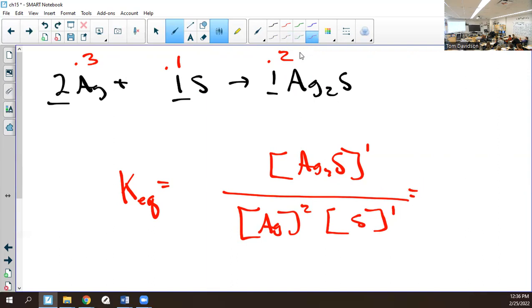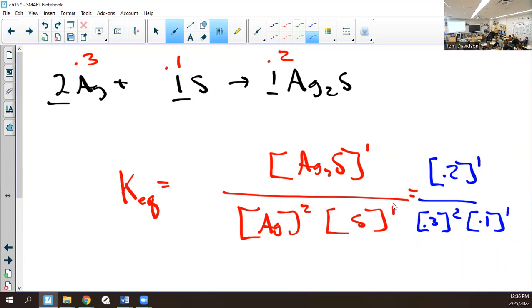What is the concentration of Ag2S? 0.2 to the first, over Ag squared, so 0.3 squared, and S is 0.1 to the first. And I just type it in carefully. We always put the whole denominator in parentheses.